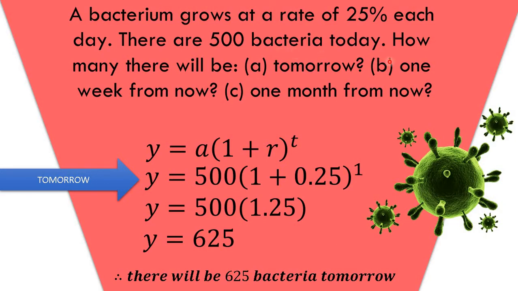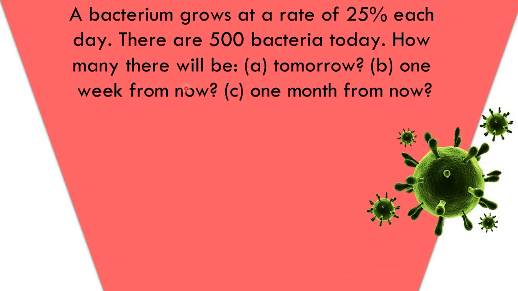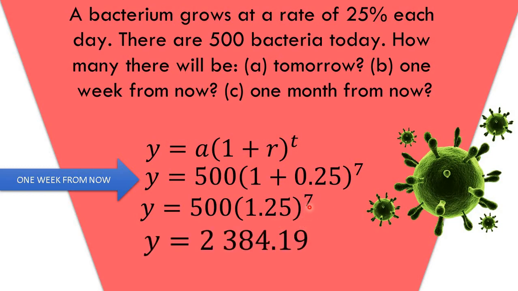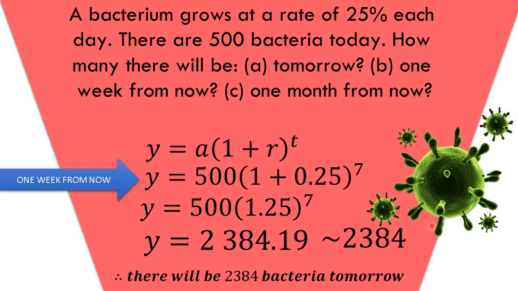Next is 1 week from now. For 1 week from now, we have the same initial amount, 500, and the same rate, 0.25, but the time period becomes 7, since there are 7 days in a week. Then simplify. We have 500 times 1.25 raised to 7. So y equals 2,384.19. Rounding, we have 2,384. Therefore, there are 2,384 bacteria 1 week from now.